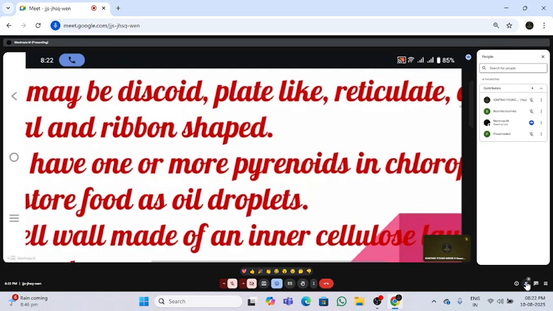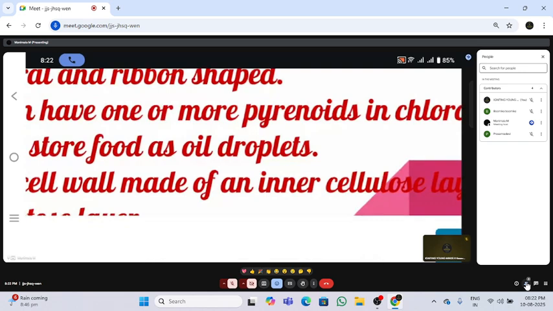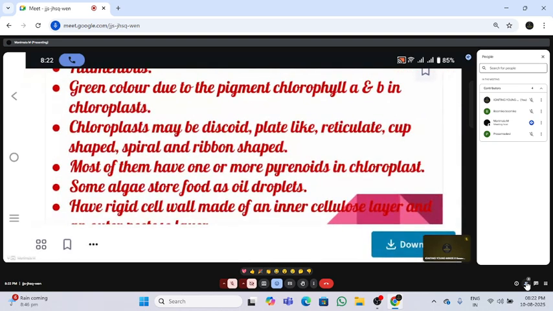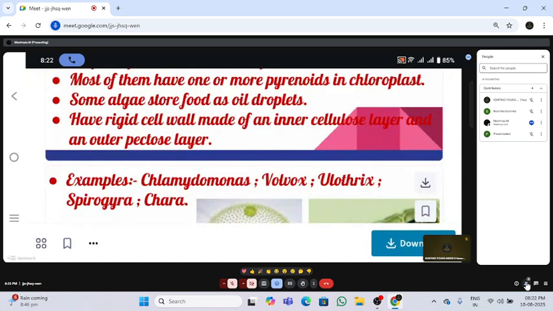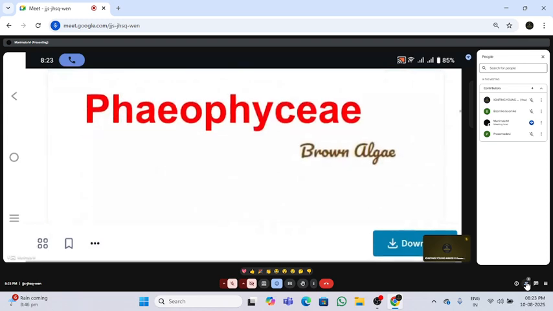What kind of vegetative reproduction do Chlorophyceae undergo? Fragmentation, ma'am. Very good. What type of asexual reproduction is going on, with the help of which spore? Zoospores, ma'am. Okay, good. Shall I move to the next one?